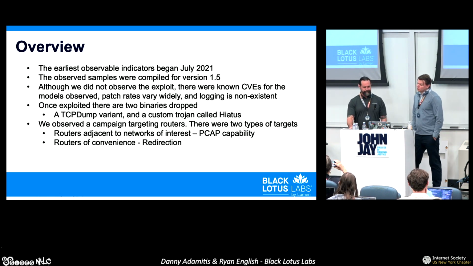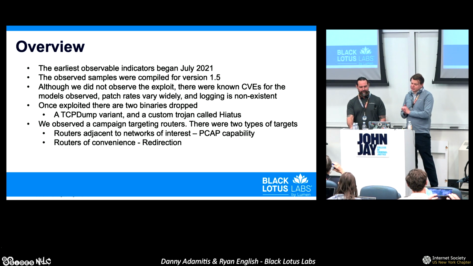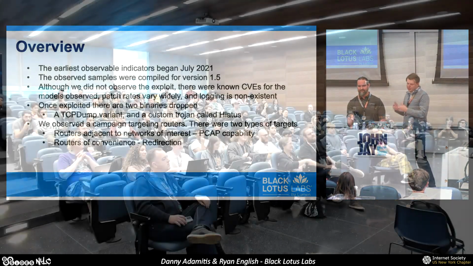So, quick overview about what actually transpires. Our earliest indication is that this campaign started in July of 2021. Some of you guys may have been freshmen back then. It's still ongoing. Our earliest samples that we found were compiled for version 1.5. Everybody starts at 1.5. Does anyone here write code? Usually you start with 1.0, but okay, cool.